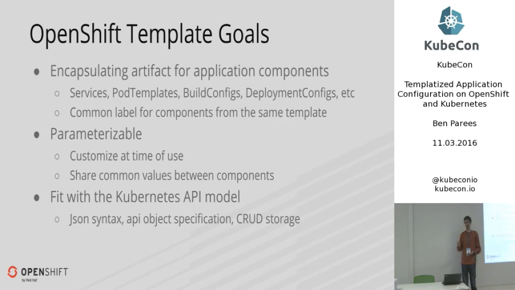So we wanted it to be a JSON or a YAML syntax. We wanted it to look like an API object, just like a service or a replication controller or any other common Kubernetes object. And then that enabled us also to use the CRUD storage system and actually store these things in etcd, use the REST APIs that exist, and manage them just like any other resource object in the system.